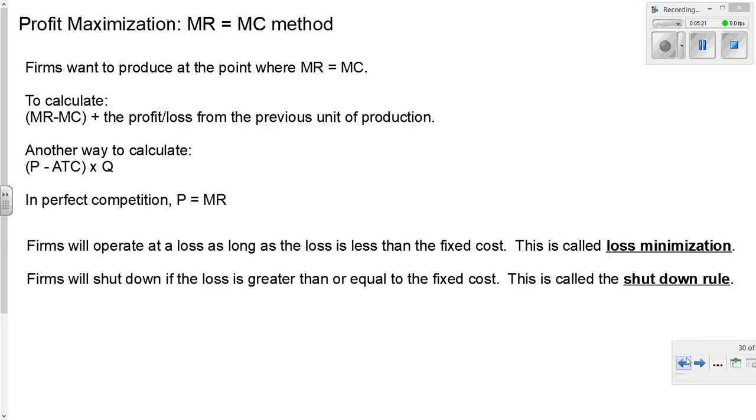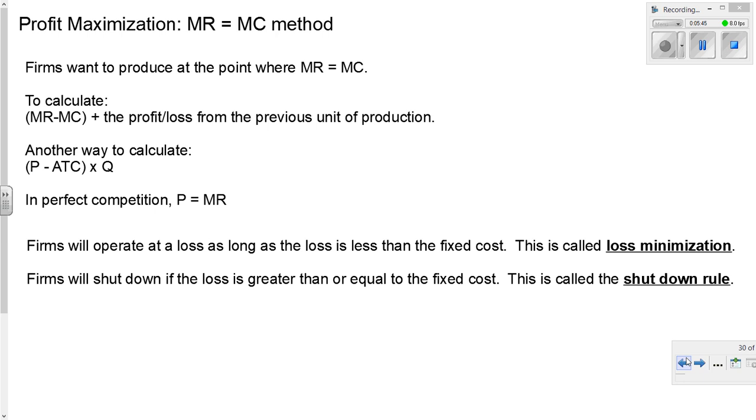Another way to calculate, which might be a little bit easier, is to take the quantity of price minus the average total cost and multiply that by the quantity. That is going to come up with the exact same answer as the previous way of calculating it. It is important to remember that in perfect competition, our price is our marginal revenue at every level of production.